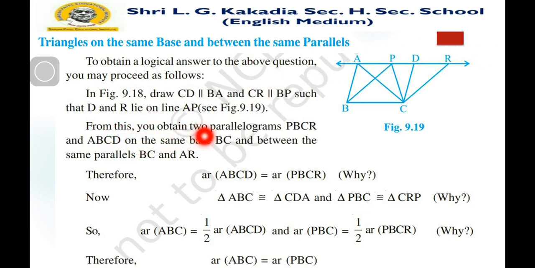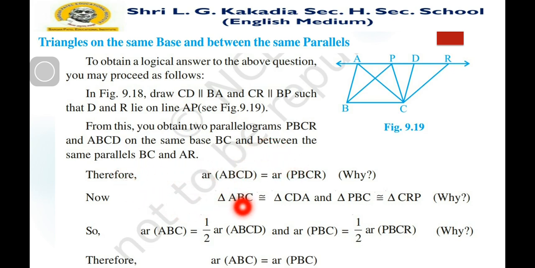From this you obtain two parallelograms PBCR and ABCD on the same base BC and between the same parallels BC and AR. And we know that therefore area of ABCD is equal to area of PBCR. Why? Because we have just proved by theorem number 9.1 that if two parallelograms have the same base and lie between two parallels, then the areas of both parallelograms are equal.